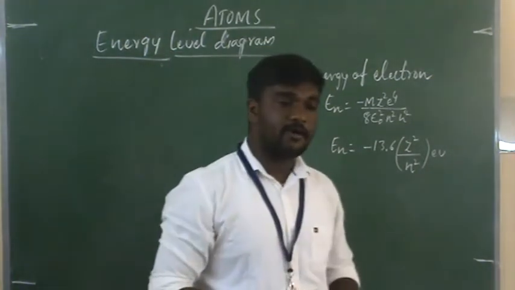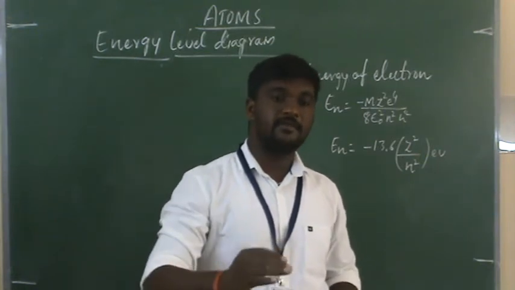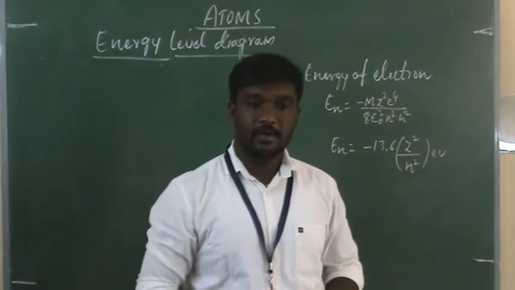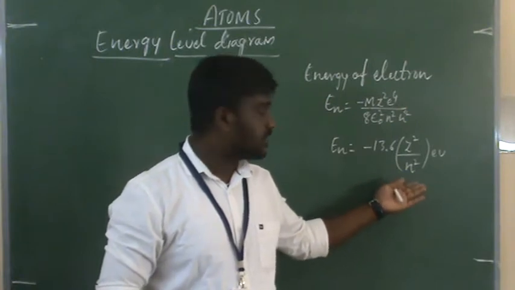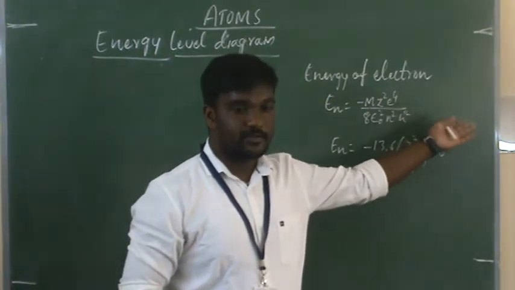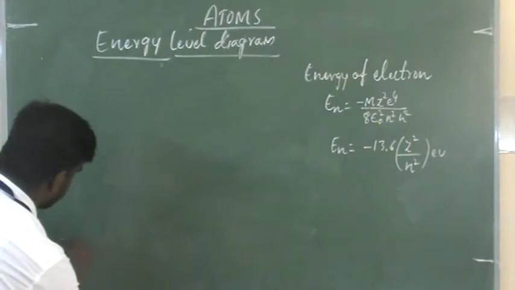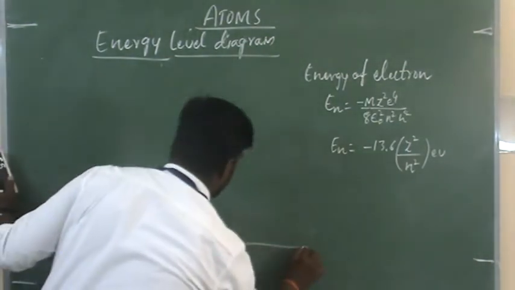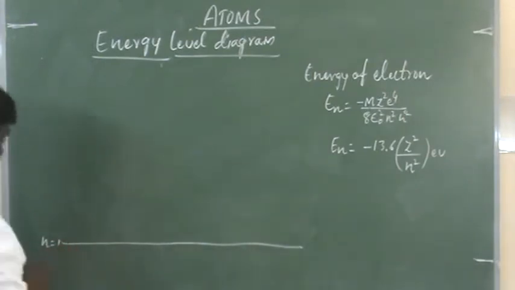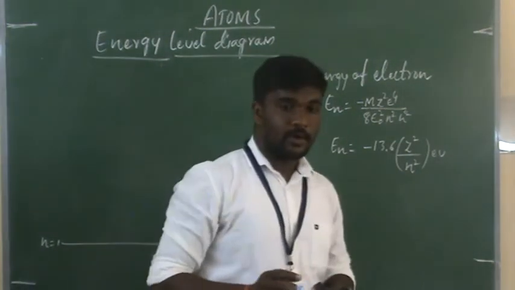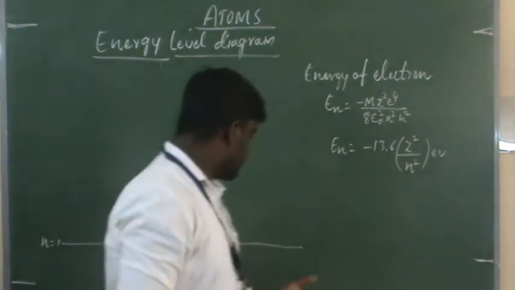Now we calculate the energy of the ground state, the energy of the second orbit, the energy of the third orbit. By using this expression we calculated the energy of the first orbit, second orbit, third and fourth. Write it like this. This is the energy level diagram. Here n is equals to 1. Already I told you, the electron in the lowest energy state is said to be the ground state. This is the ground state.